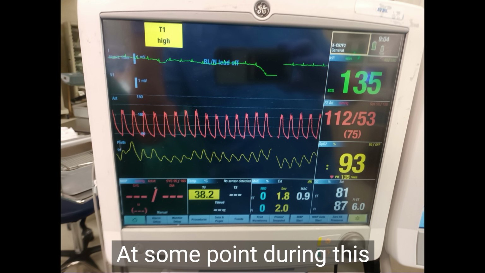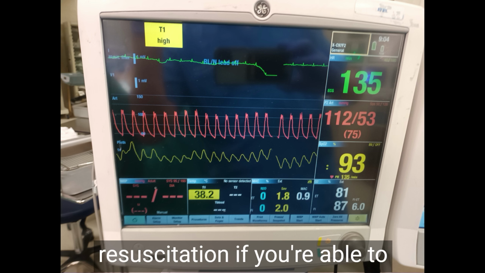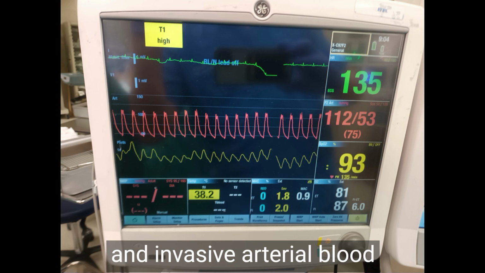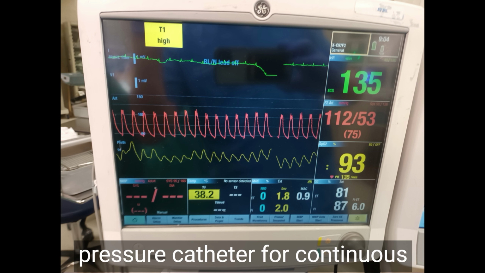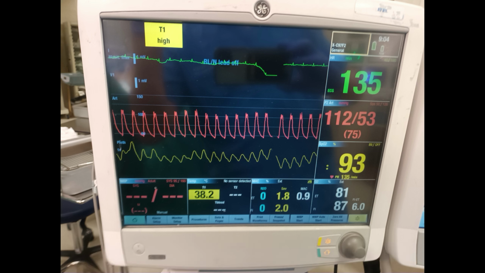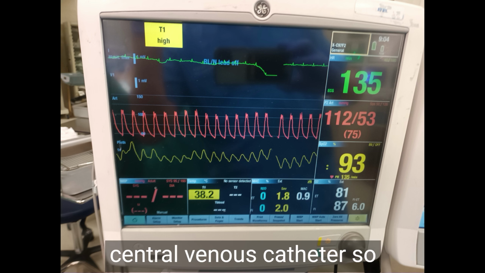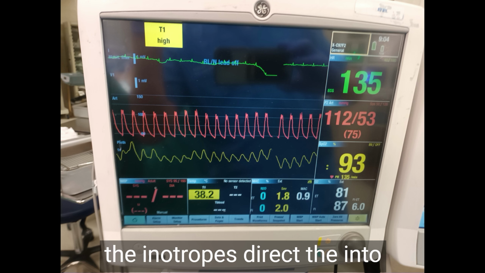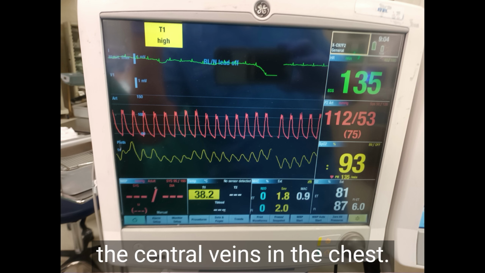At some point during this resuscitation, if you're able to do so, it would be ideal to insert an invasive arterial blood pressure catheter for continuous blood pressure monitoring, and then also to insert a central venous catheter so that one can run one's inotropes directly into the central veins in the chest.